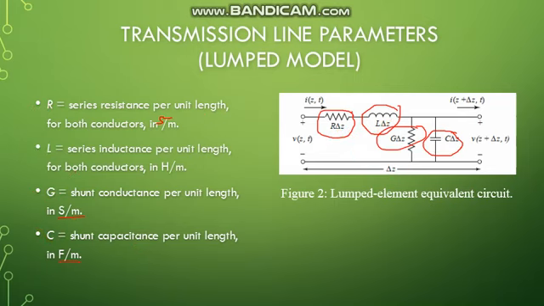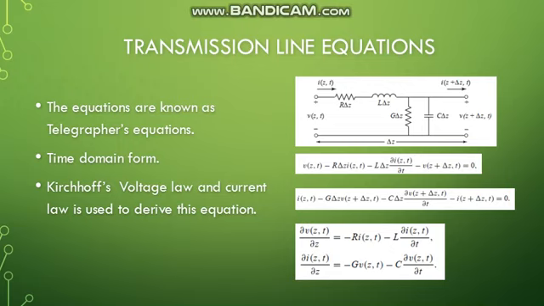So in the next slide we will understand the transmission line equations. These equations are known as the telegrapher's equations. They are written in the time domain form, as you can see, z, t, which means both the position parameter z and the time parameter t have been considered in this section. And Kirchhoff's voltage law and current law are used to derive these equations.